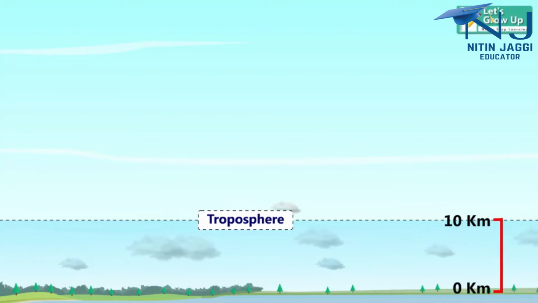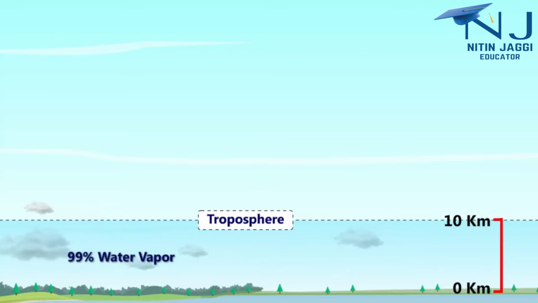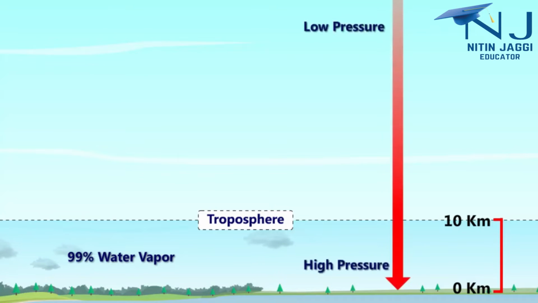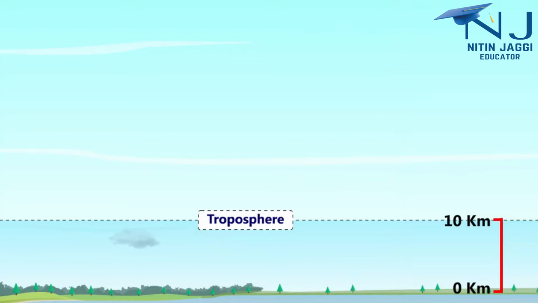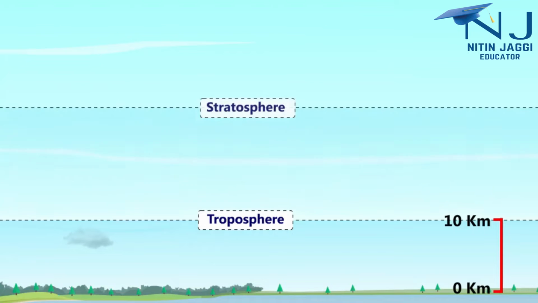We humans live in the troposphere, and nearly all weather occurs in this lowest layer. Most clouds appear here, mainly because 99% of the water vapor in the atmosphere is found in the troposphere. Air pressure drops, and temperatures get colder as you climb higher in the troposphere. The next layer up is called the stratosphere.